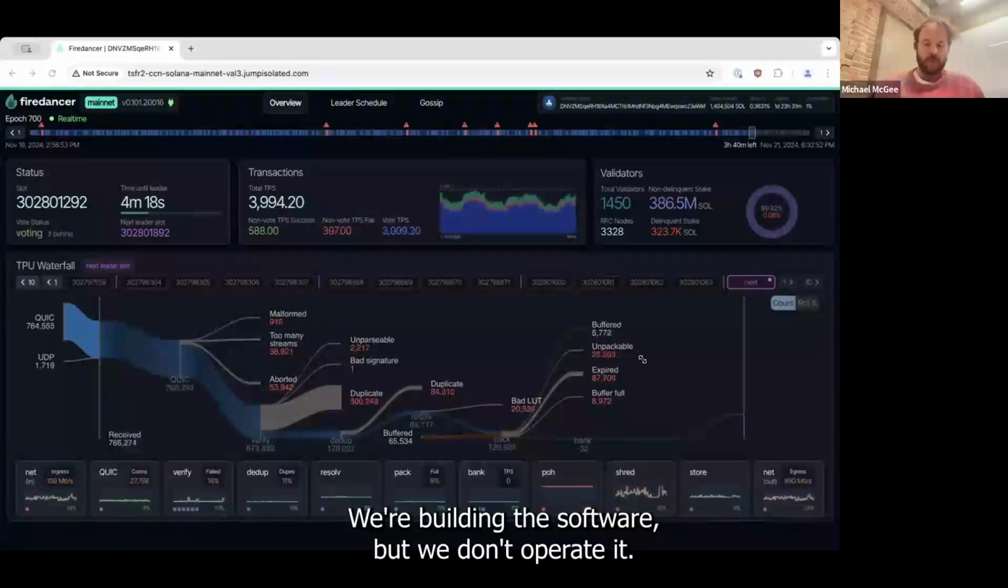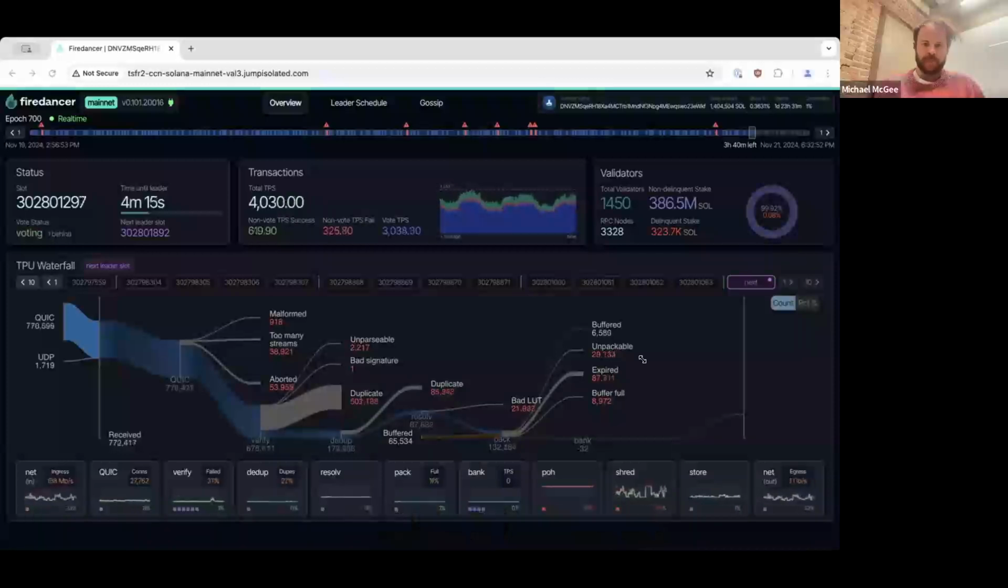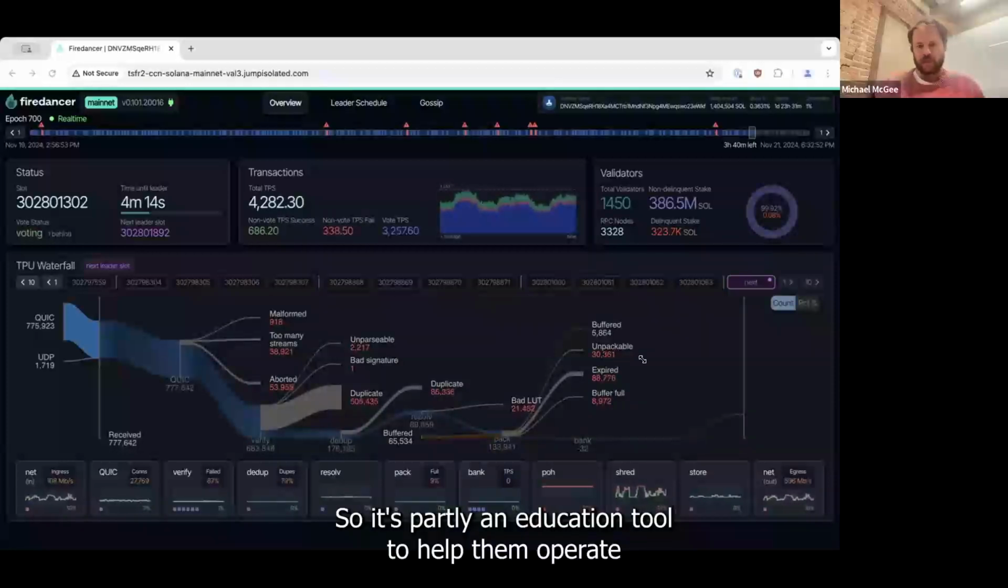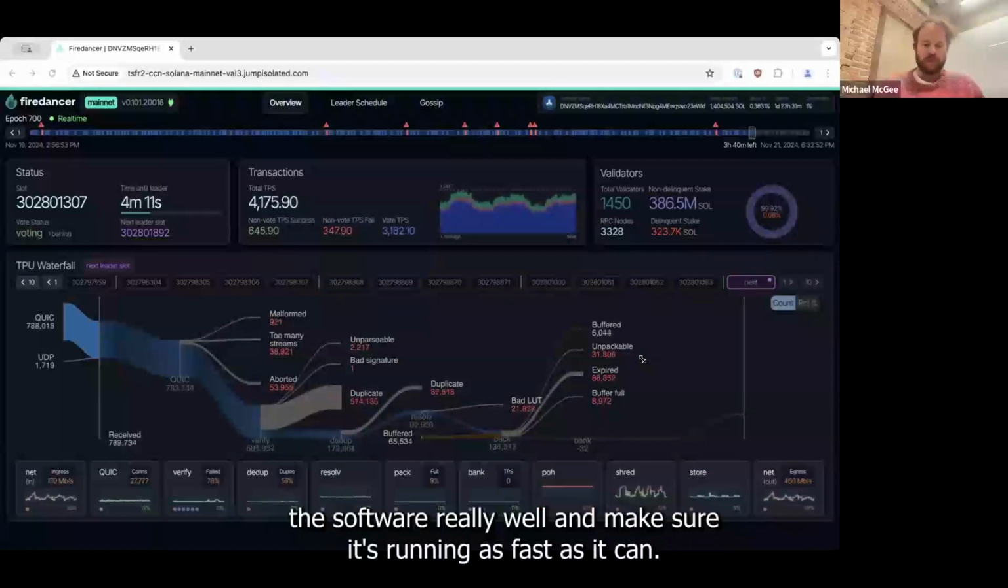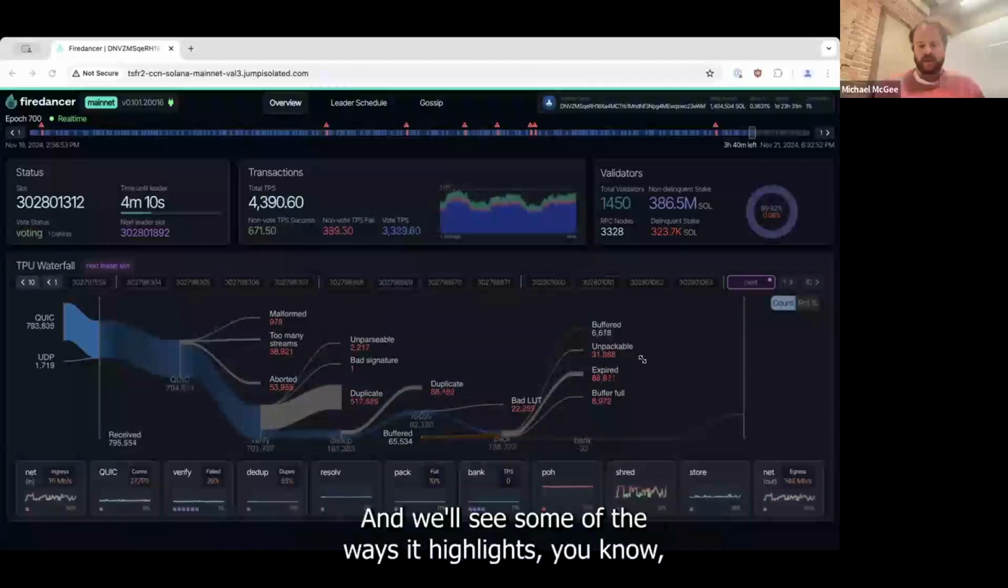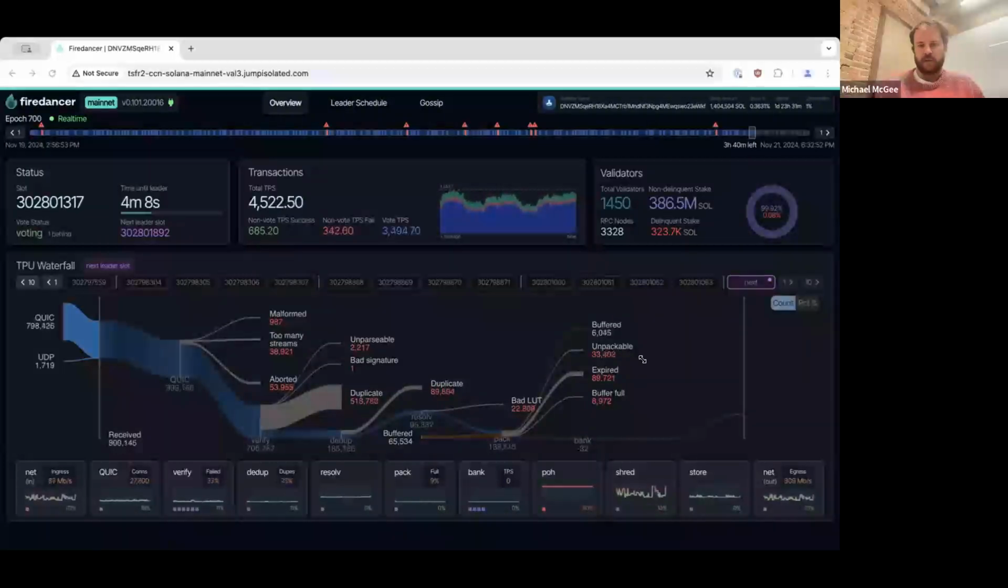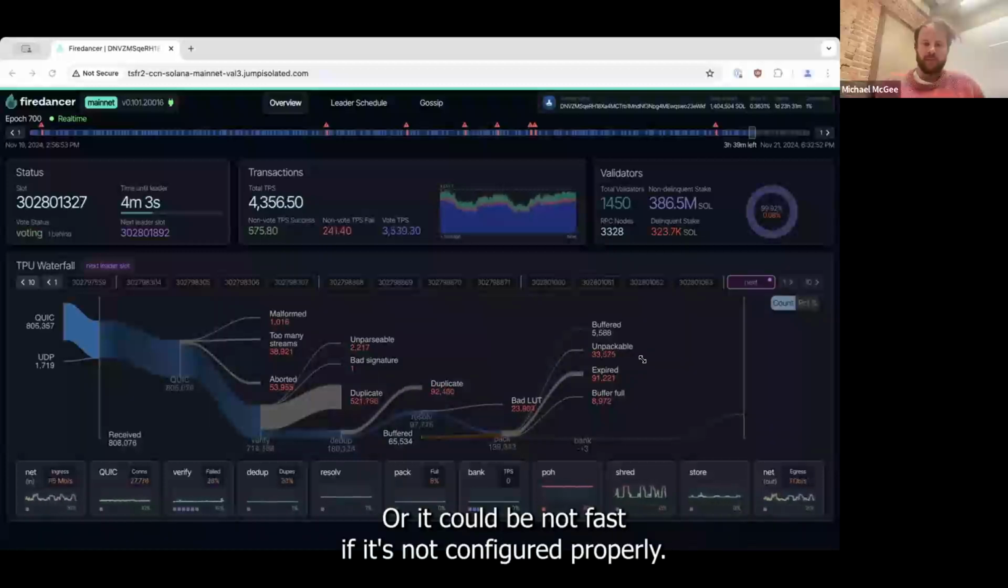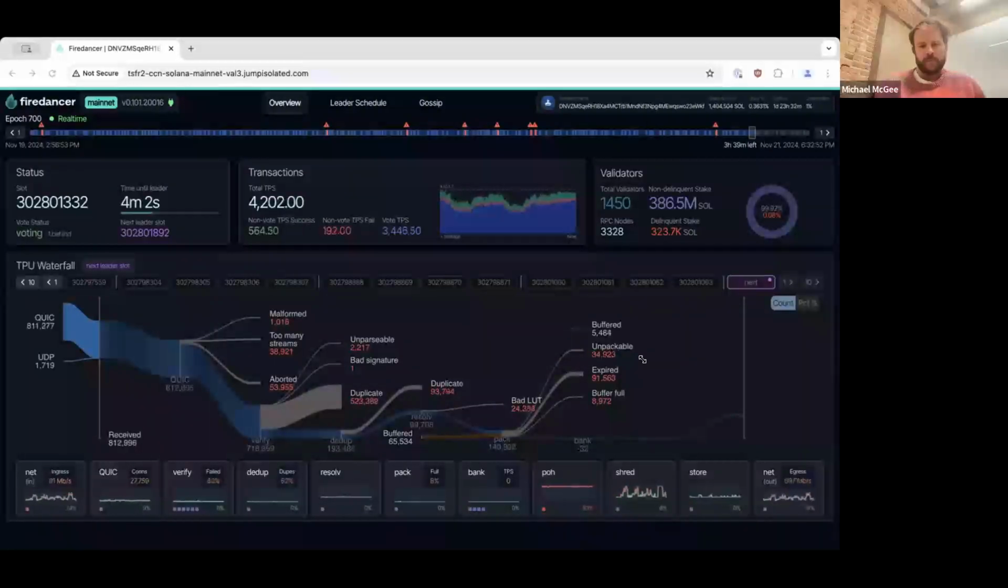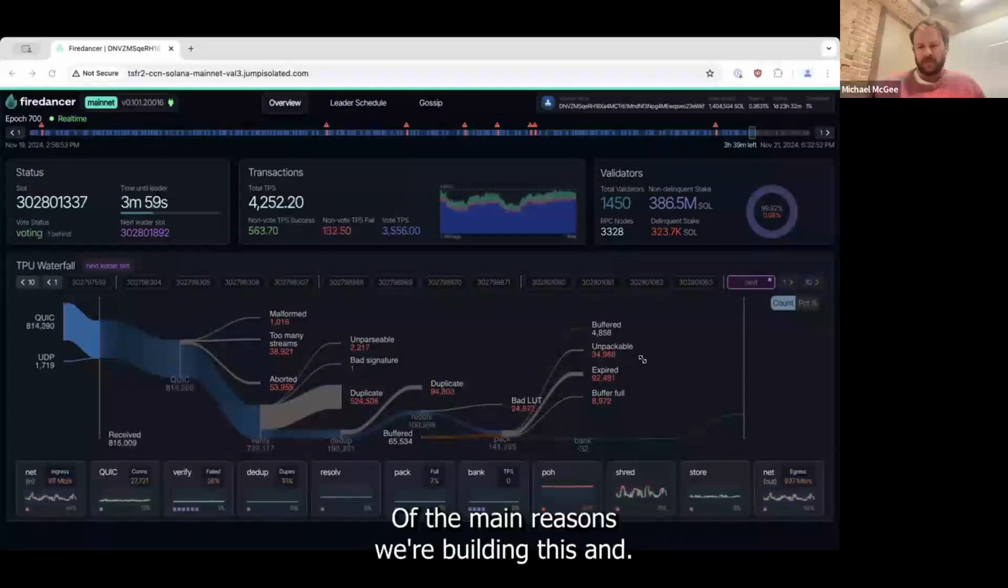We're building this software, but we don't operate it. So it's partly an education tool to help them operate the software really well and make sure it's running as fast as it can. And we'll see some of the ways it highlights where it's not fast, or it could be not fast if it's not configured properly. So those are some of the main reasons we're building this.